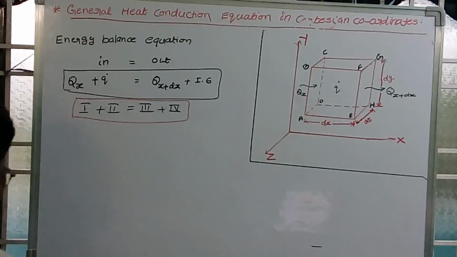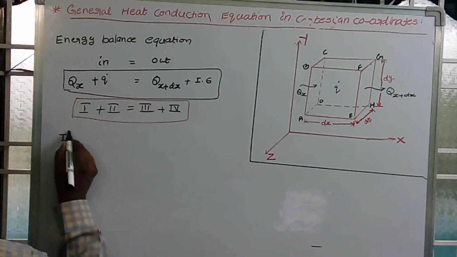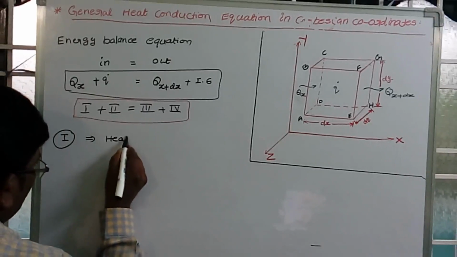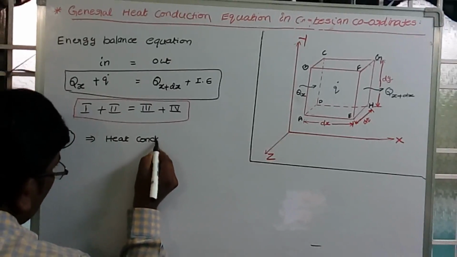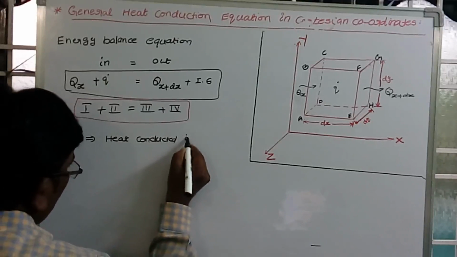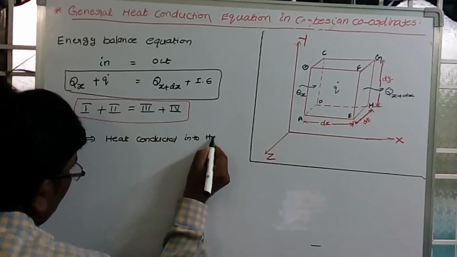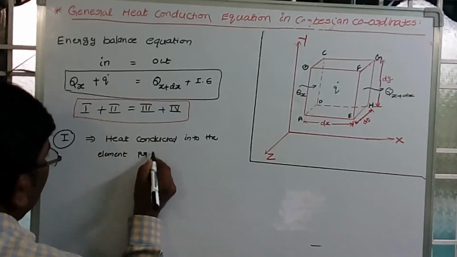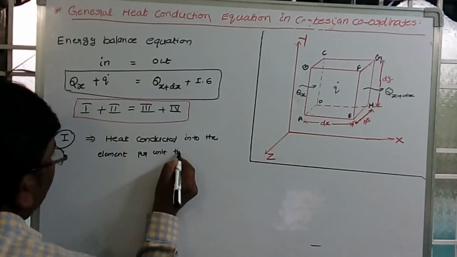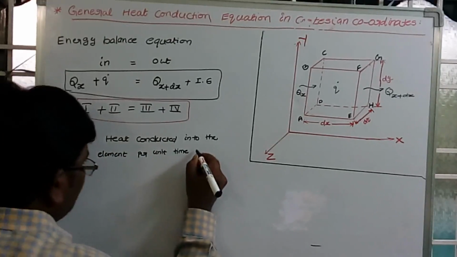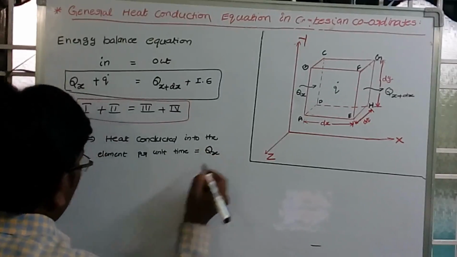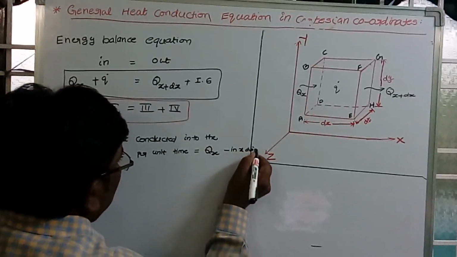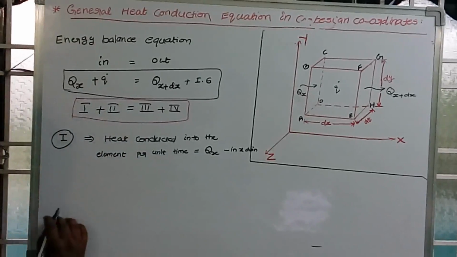Individually I have to explain. First, what is 1? 1 is heat conducted into the element per unit time. That is equal to Qx. This is in the x direction.